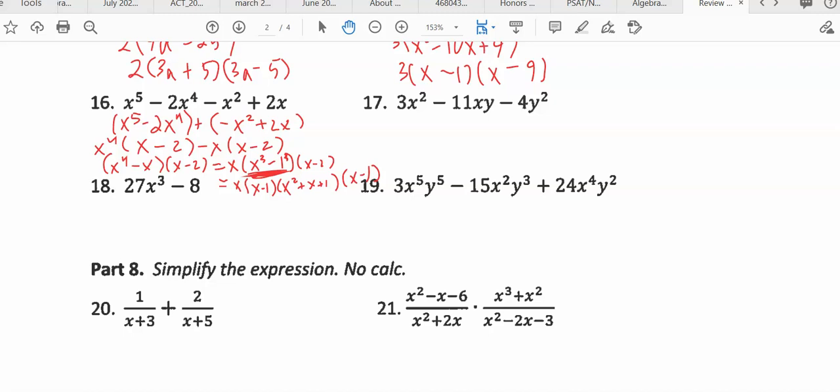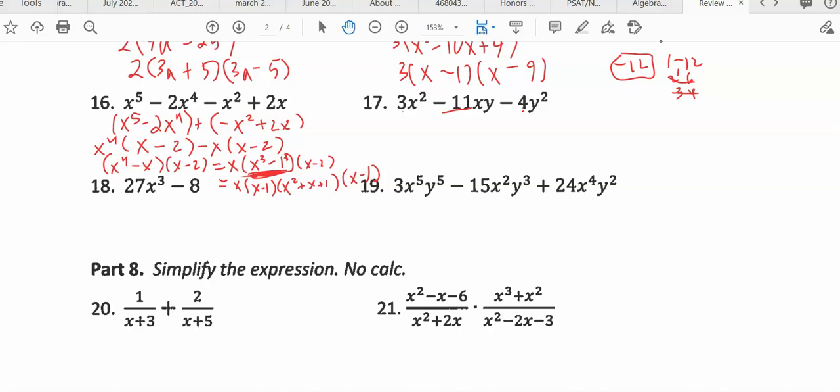Here, wow, this one looks tough. So I'm going to use the AC method. When it's kind of tough, I'll use the AC method. So A is 3, C is negative 4, so negative 12. I'm going to factor negative 12 all the different ways I can: 1 and 12, 2 and 6, 3 and 4. Do any of those add up to negative 11? Well, maybe. If we make that one negative, I think that could work.